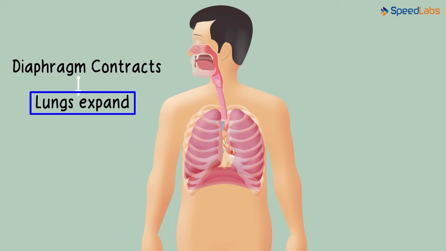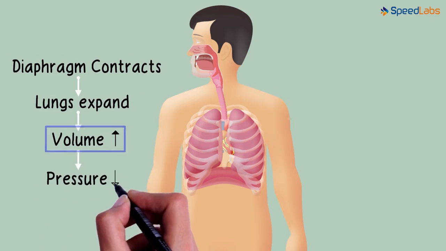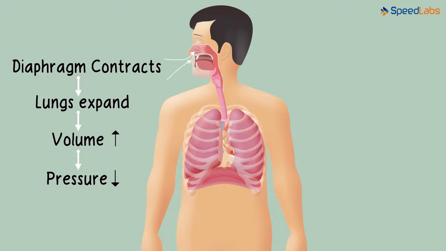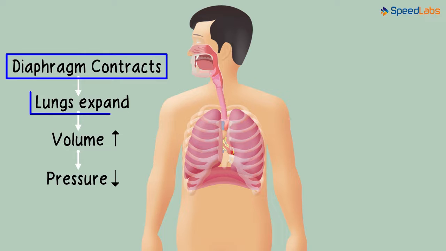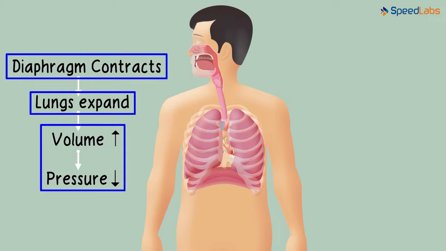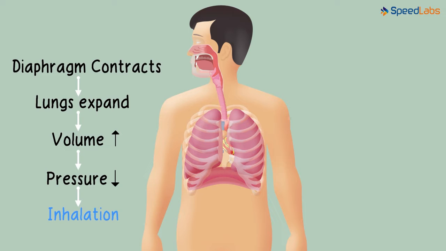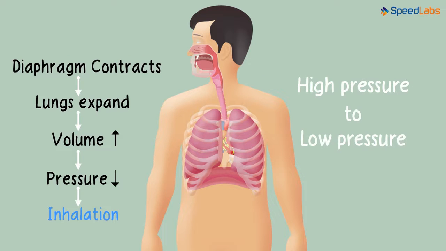Now, because the lungs expand, their volume increases, and this lowers the pressure in the chest. And that's why the air from the atmosphere moves into the lungs. The diaphragm contracts, the lungs expand, the pressure decreases, and inhalation occurs. Don't forget, air always moves from high pressure to low pressure.